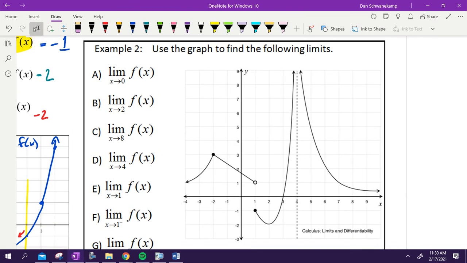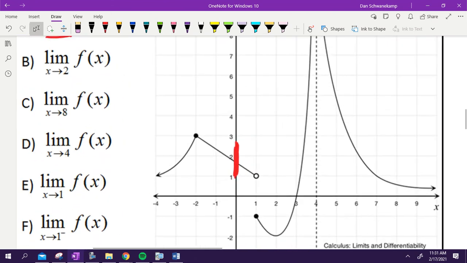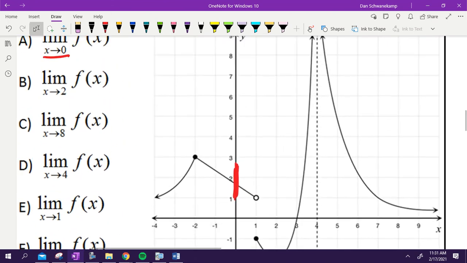Use the graph to find these limits. The limit as x approaches 0. Here's x approaches 0 right here. Again, we don't really care what happens at 0. I care what happens around 0. So as I walk closer and closer to 0 from both sides, am I going to meet each other? Yeah. What y value are we going to meet?